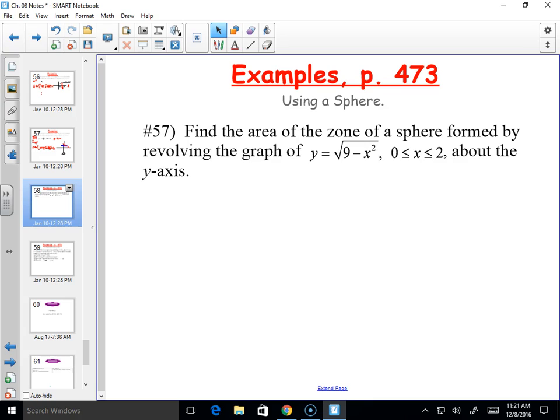Flip the page. I did. Oh, no. You see this one though?